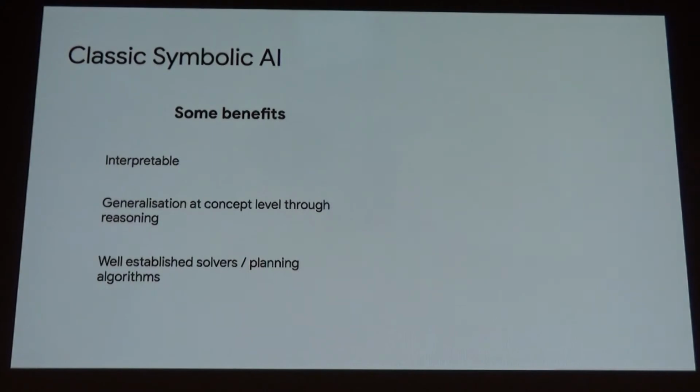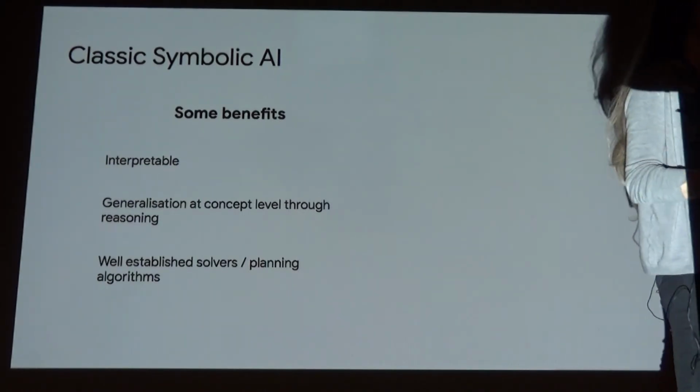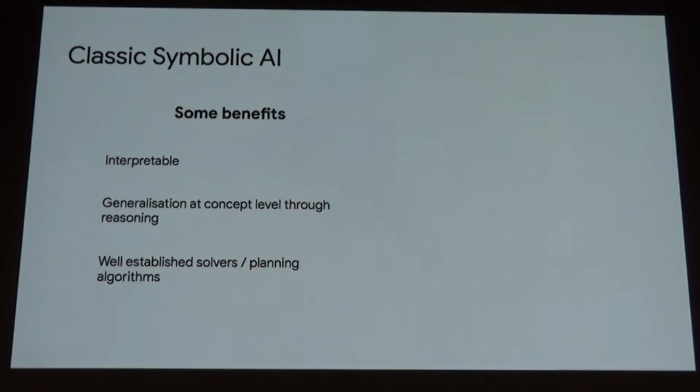There is generalization at concept level through reasoning. This one you almost get for free because you're basically reasoning already at concept level. Your basic building blocks are concepts and relations. So the moment you generalize, you're going to generalize at a much higher level than the pixel level generalization that we're usually used to in machine learning. And finally, there's also something to be said about the amount of research that has gone into this field. There are very well-established planners and solvers. There's theory, and there's a lot of knowledge that might not be worth completely throwing overboard with deep learning, and maybe keep in the back of our minds.